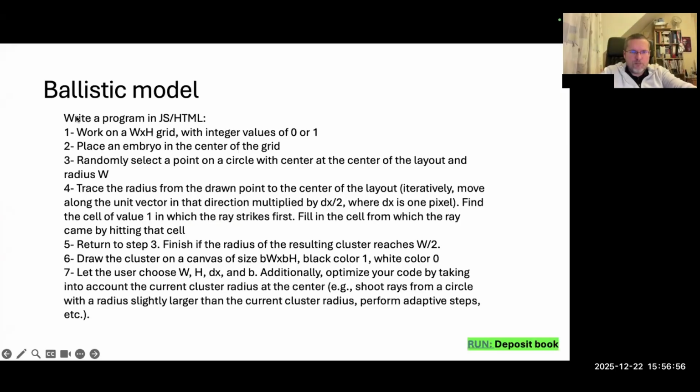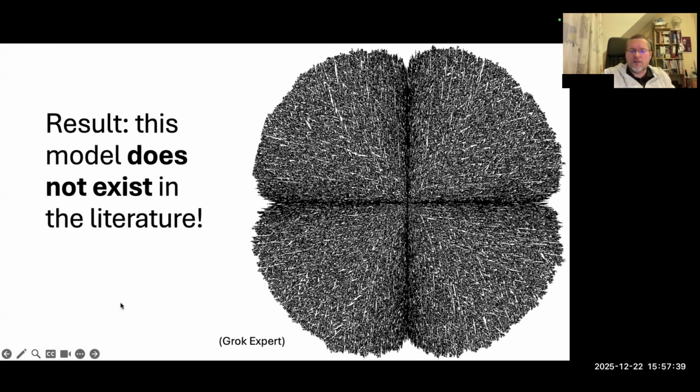So this is the ballistic model prompt. It is from the book as well. It's much simpler even than the Ising model. We work on a grid, we place an embryo in the center of the grid, we randomly select a point on a circle. But if you don't put all the details of this procedure in the prompt, then the language model would be lost or it would create the solution by itself. It would connect the dots by itself. People call it hallucination. If you don't put in a very detailed description, then you would get a model that hallucinates, filling the gaps. But here I knew what I wanted, so this is the procedure. Then this is the result.